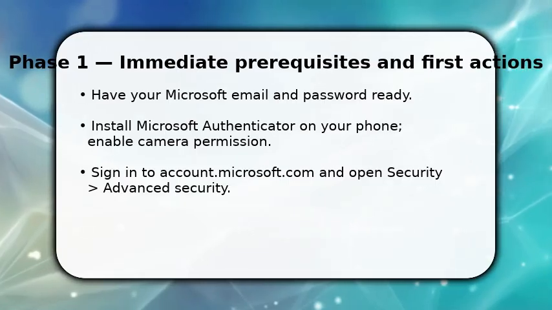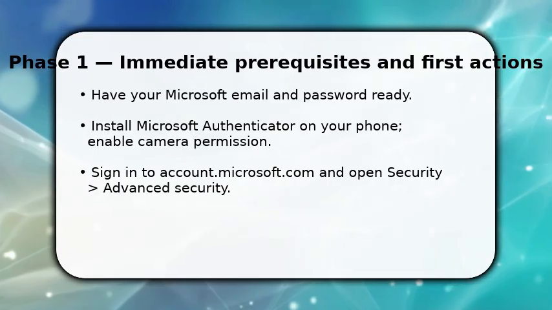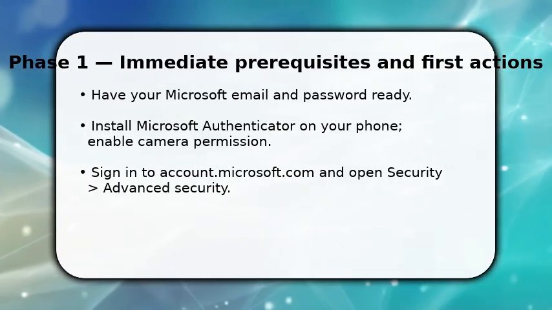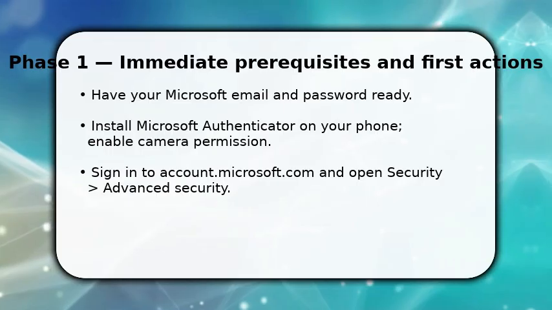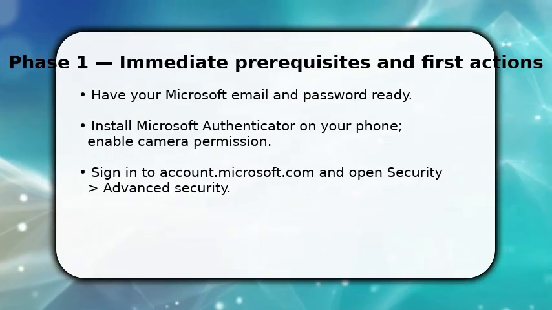You begin by signing into your Microsoft account. Make sure you have your email and password available. Once signed in, go straight to Security, then to Advanced Security Settings.